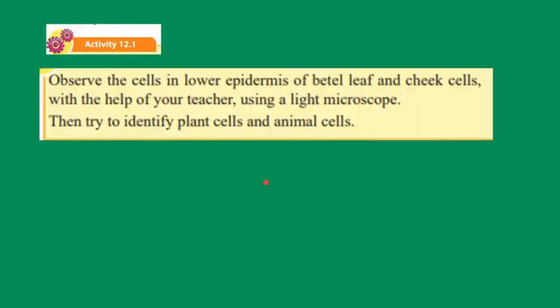Okay guys, hope you all understood it, because now we are going to do an interesting practical. Now, this is activity 12.1. Here we are going to observe the lower epidermis of a betel leaf and cheek cells, with the help of our teachers, of course. So now, to do this practical, you are going to need the lower epidermis of a betel leaf and of course some cheek cell samples.